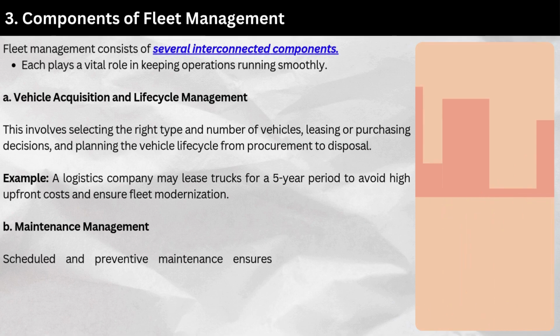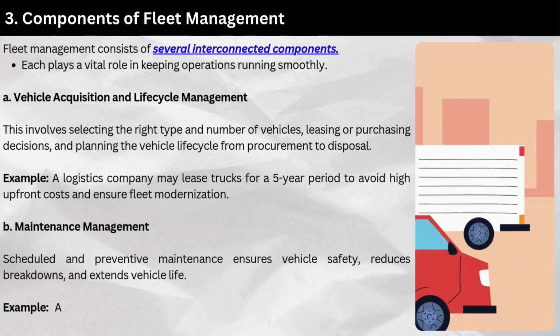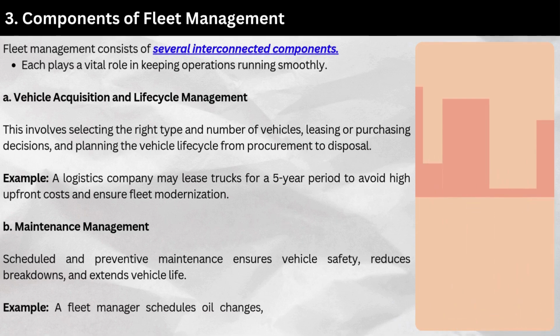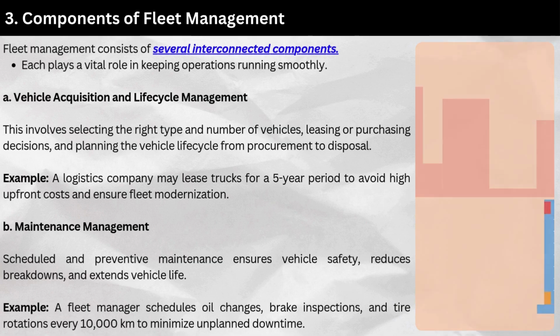Scheduled and preventive maintenance ensures vehicle safety, reduces breakdowns, and extends vehicle life. Example, a fleet manager schedules oil changes, brake inspections, and tire rotations every 10,000 kilometers to minimize unplanned downtime.